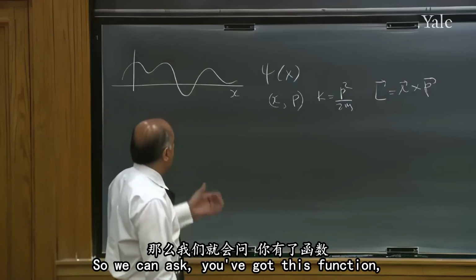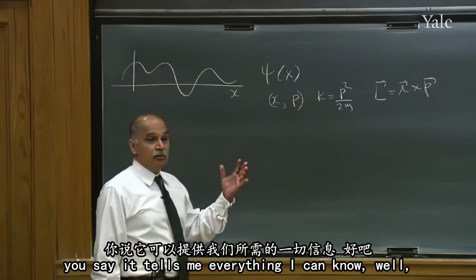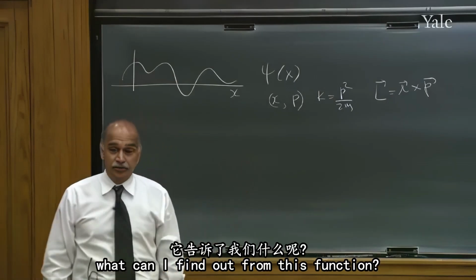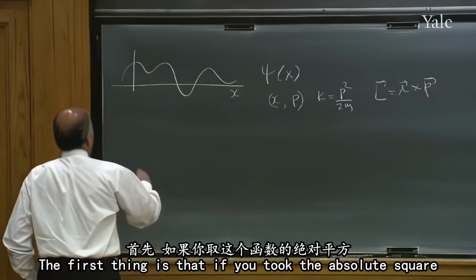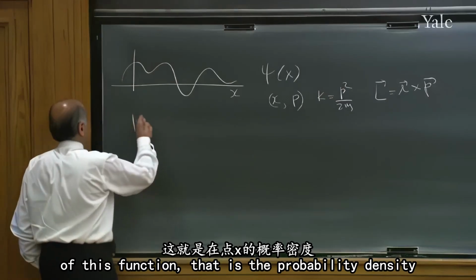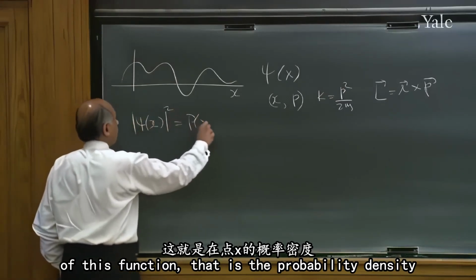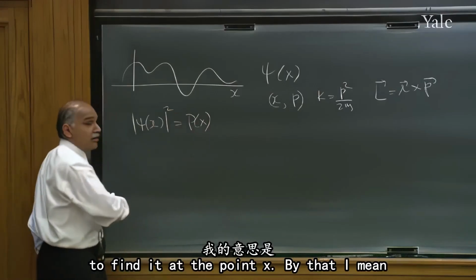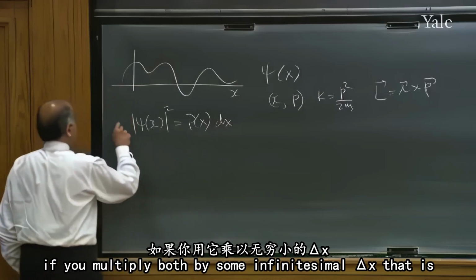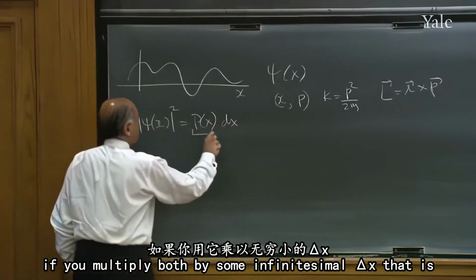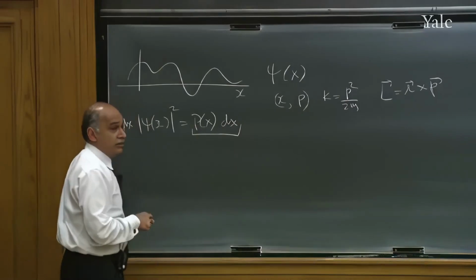So we can ask, you've got this function, you say it tells me everything I can know. Well, what can I find out from this function? The first thing is that if you took the absolute square of this function, that is the probability density to find it at the point x. By that I mean, if you multiply by some infinitesimal dx, that is the probability that the particle will be between x and x plus dx.